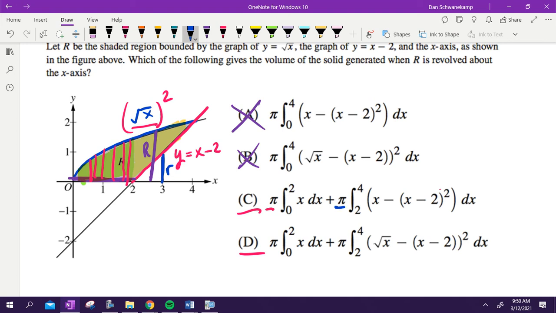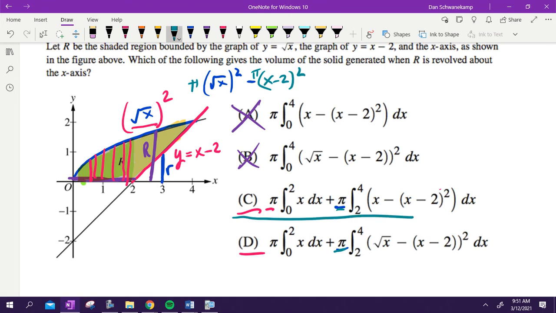So we can factor a pi out. My big radius is going to be square root of x, squared, big R squared, minus the little r. My little r here is going to be x minus 2, squared. Big R squared minus little r squared. It's pi for both of them, but we could just factor that pi out in front, and they did. So which one of these answers is correct? Is it C or D?